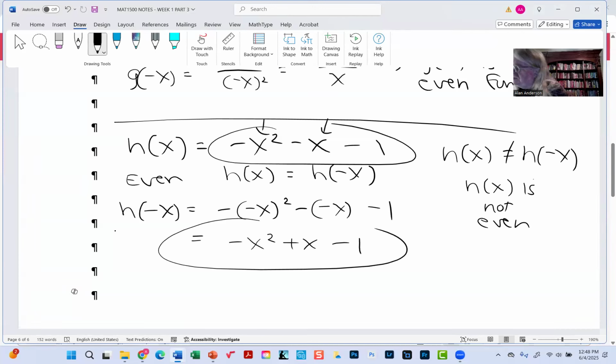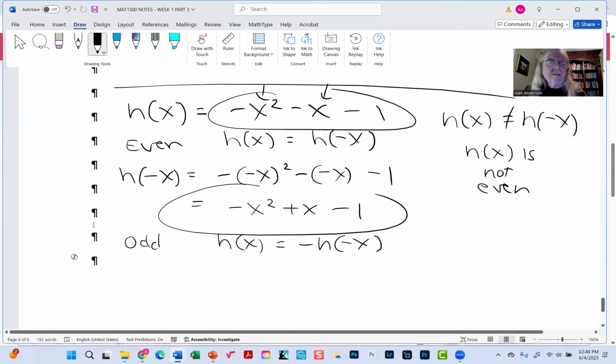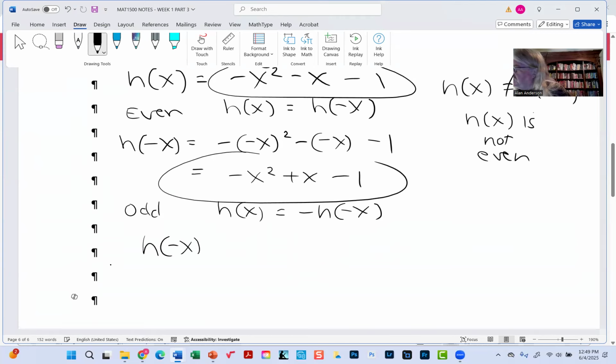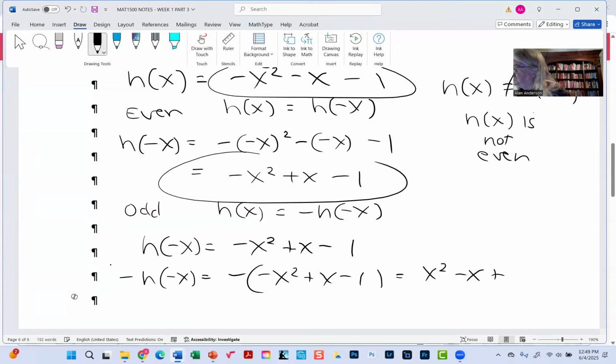So let's see, just to be consistent, to be complete, we want to see if it might be odd. Well, we already just got through showing that h of negative x is negative x squared plus x plus 1, which means that negative h of negative x is positive x squared minus x plus 1. Is this equal to the original function? It is not.